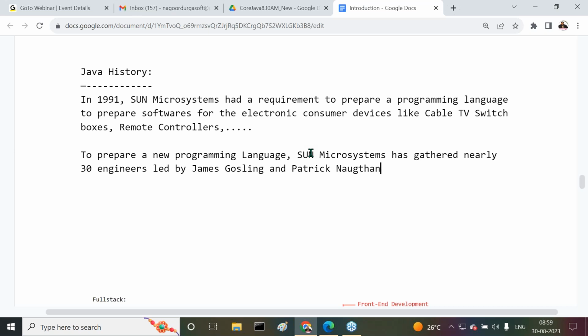Understand it clearly. The two members are the leads for this 30-member team that is gathered by Sun Microsystems to prepare a new programming language. And Sun Microsystems has started a project to prepare a new programming language.